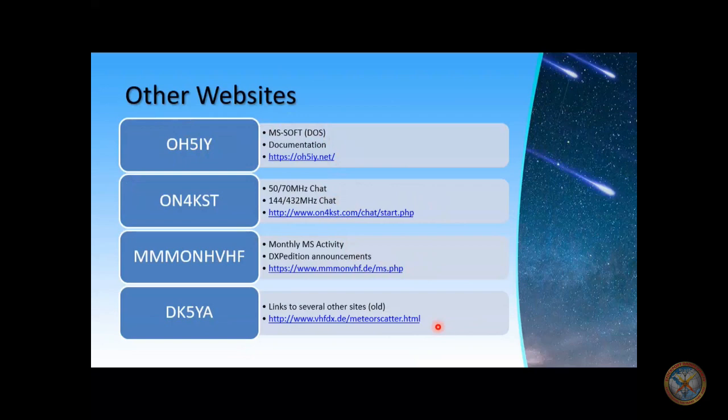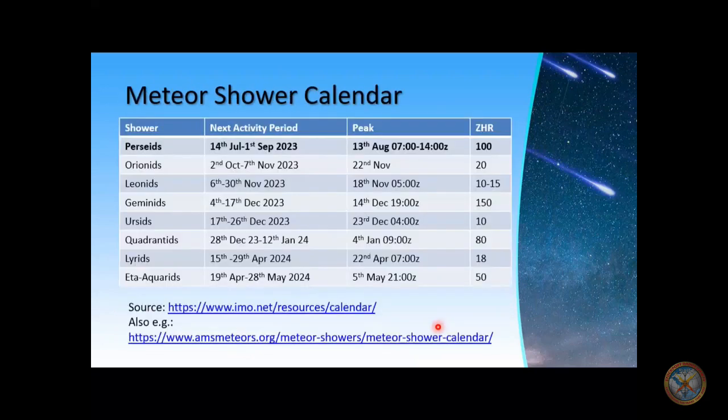And then if you want to know when the showers are, there are meteor shower calendars. So there's the International Meteor Organization, IMO.net. They've got a very good calendar as a PDF with some background notes as well. And then there's AMS Meteors, or the American Meteor Society.